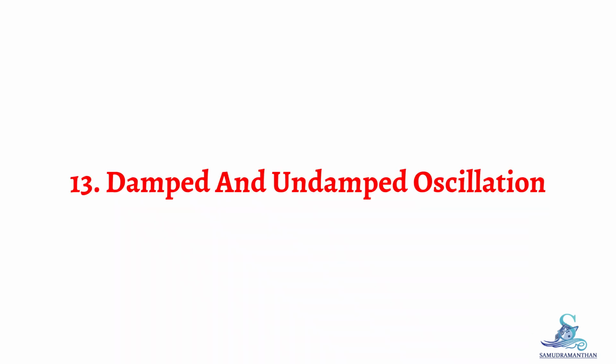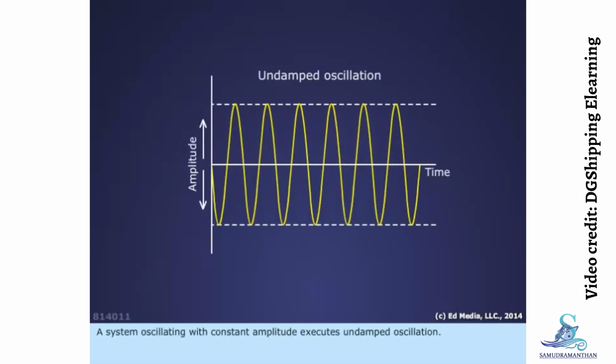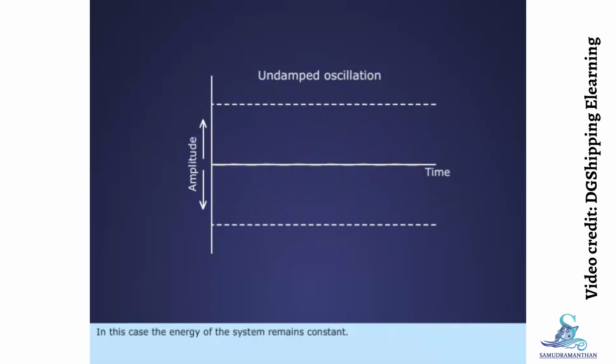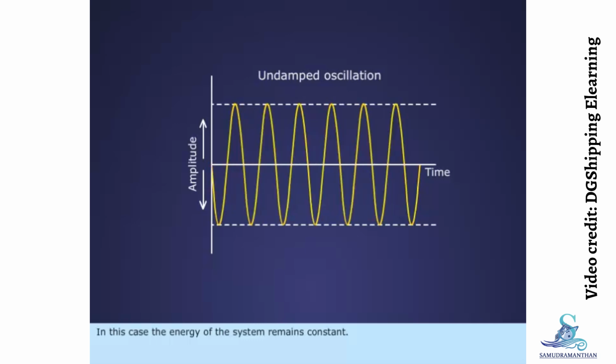Topic 13. Damped and undamped oscillation. A system oscillating with constant amplitude executes undamped oscillation. In this case, the energy of the system remains constant.